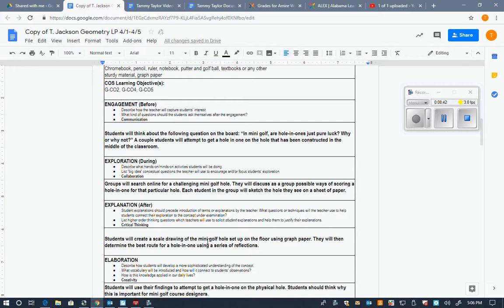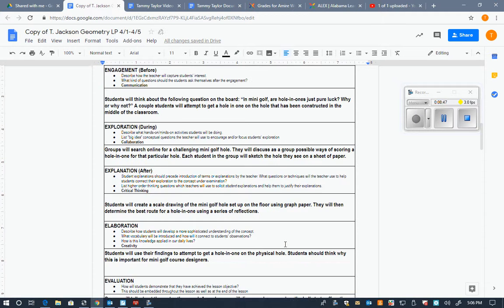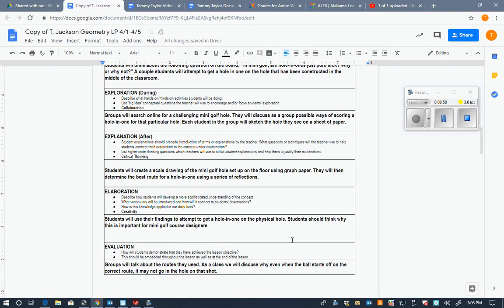So my question to him would be, what is the scale on here, and did he make them aware of that? He will use their findings so that they can attempt a hole-in-one, and they should think why it is important to create mini golf courses, what they have to use in order to do so, and they will talk about their routes that they used as a class. My question would be, do you all get the same route to make the hole-in-one? And I will ask him that when I meet with him on his feedback.